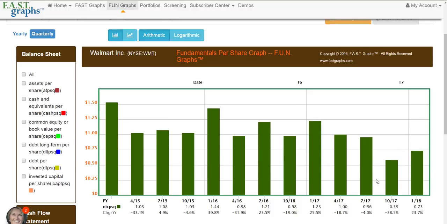And of course, this is the kind of thing that can really spook the market. But I think the big thing was quarter over quarter, fiscal year 2017, which was $1.23, came out only at 73 cents this year. So that was a big cautionary point.